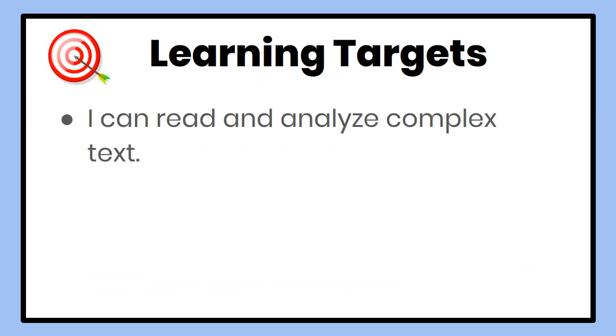Today's learning target is I can read and analyze complex text. Take just a second to think about the learning target and rate your comfort level. Thumbs up if you feel confident in this learning target. Thumbs to the middle if you need more practice, and thumbs down if you need lots of help. Great job. I hope by the end of this lesson, everyone can give a thumbs up.